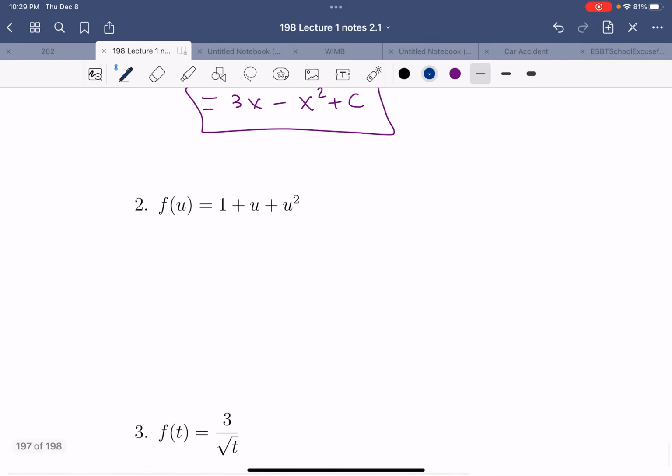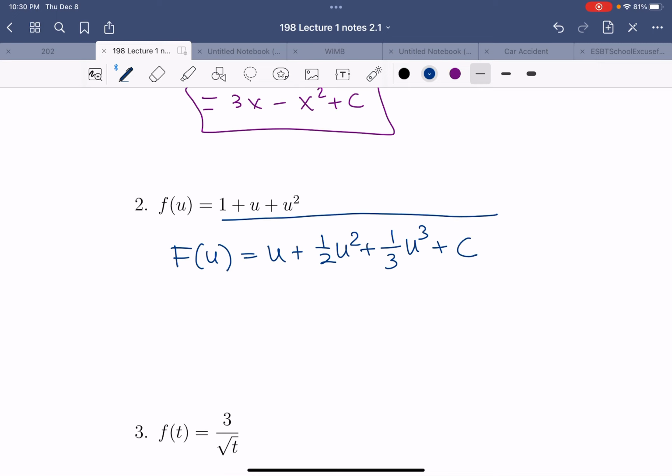For number 2, for our capital function f of u, we're going to add a u to that 1 to make it u, plus 1/2 u squared, plus raise it to cubed and multiply by 1/3, or divide by 3, your choice. And then we're adding on c to the end.